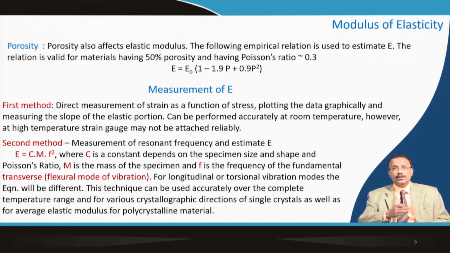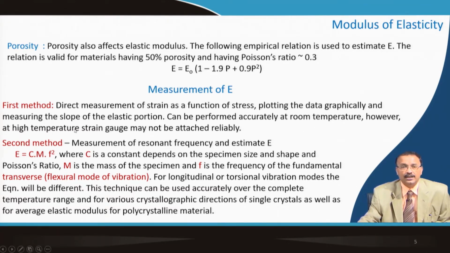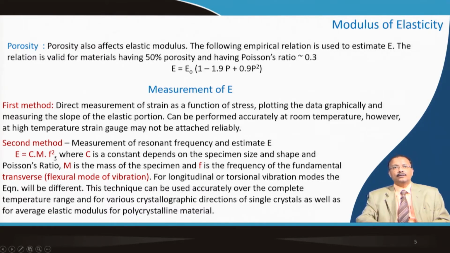But there is another method: measuring the resonant frequency and estimating the elastic modulus. The relation is E equals C times the mass of the specimen times f squared, where f is the fundamental frequency, usually in the transverse, flexural mode. C is a constant which depends mainly on the specimen size and shape.